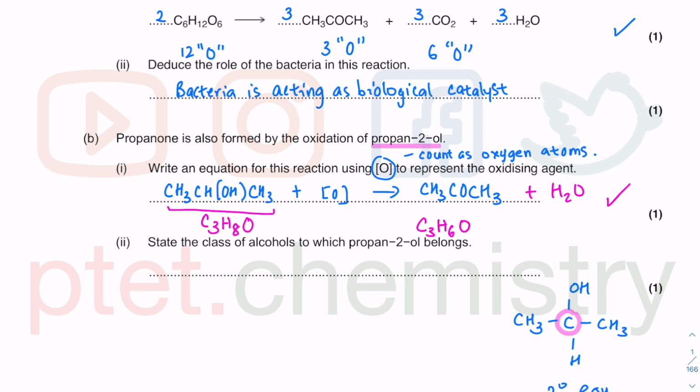The equation is balanced there. The next part was something I've mentioned already: the carbon with the OH is bonded to two other carbons. So that means this is a secondary alcohol. They already told you it's an alcohol. They just haven't told you it's a secondary alcohol there.